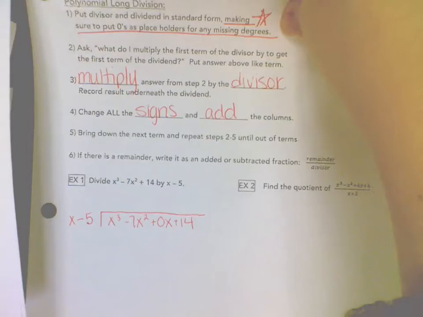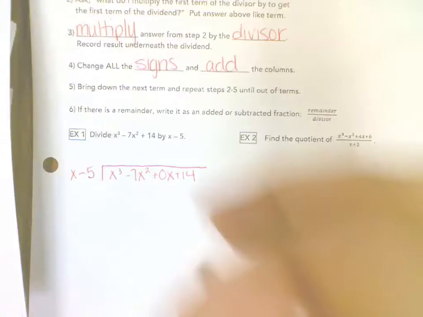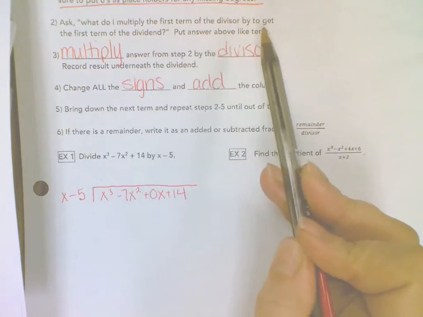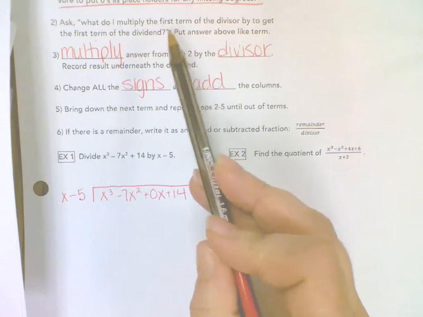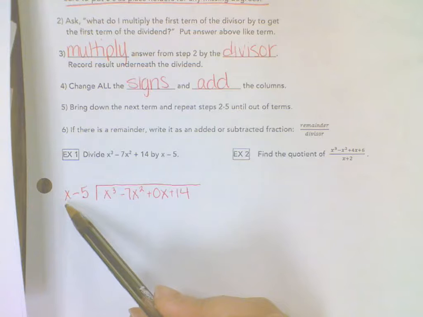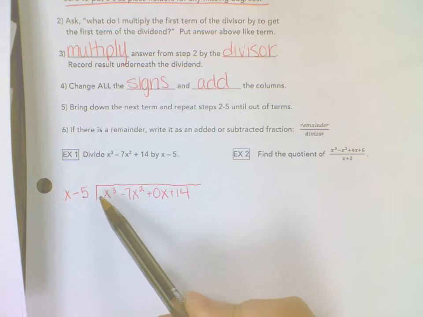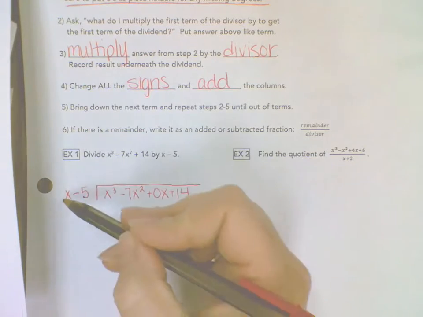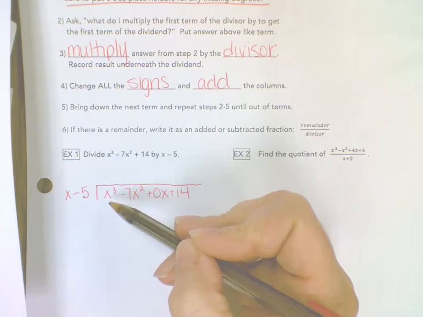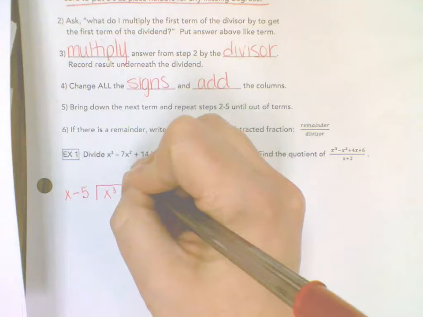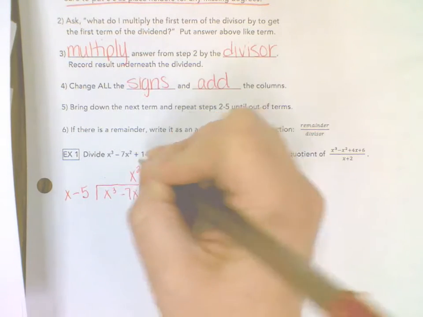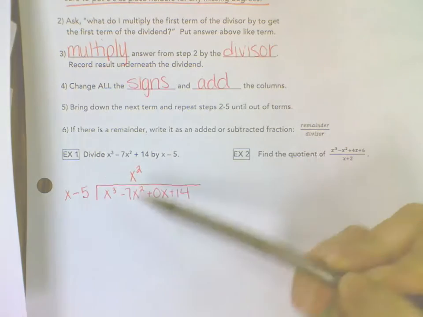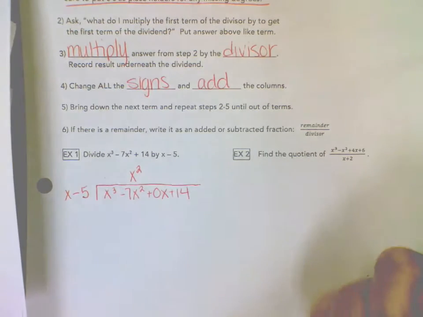Then step 2, ask, what do I multiply the first term of the divisor by to get the first term of the dividend? So in this case, first term of the divisor is x, first term of the dividend is x cubed. So what do I multiply x by to get x cubed? The answer to that would be x squared. So I write the answer as it says up here above its like term. So x squared, x squared.